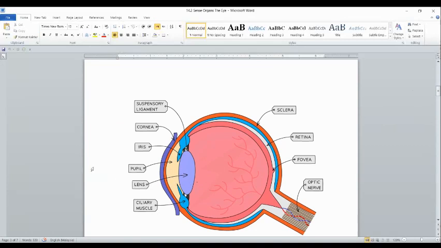If it is too bright outside, too much light may damage the cells of the eye, so it closes a bit to let only a small amount of light beams enter the eye, so it doesn't damage the eye. But if it is very dark outside, or very dim, it opens up and lets more light enter the eye.